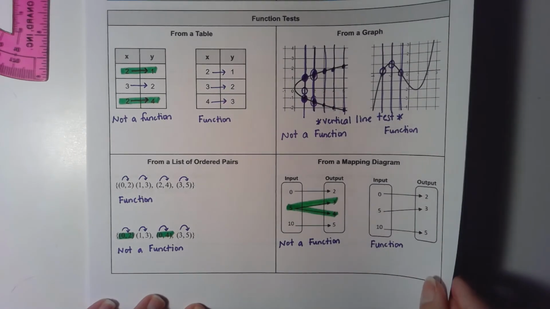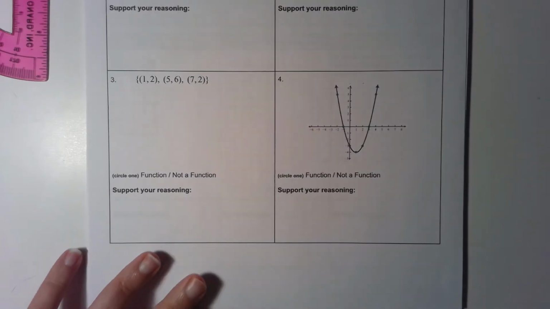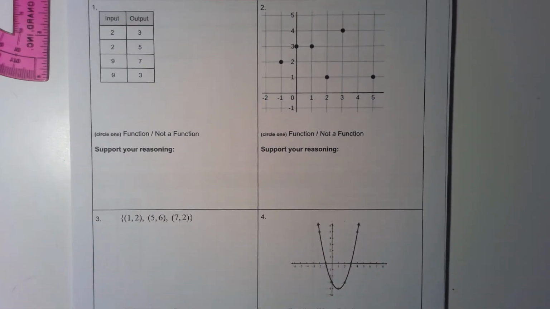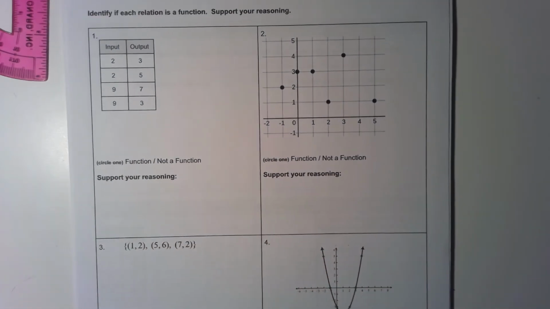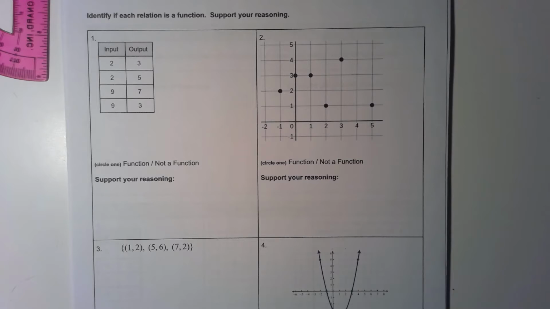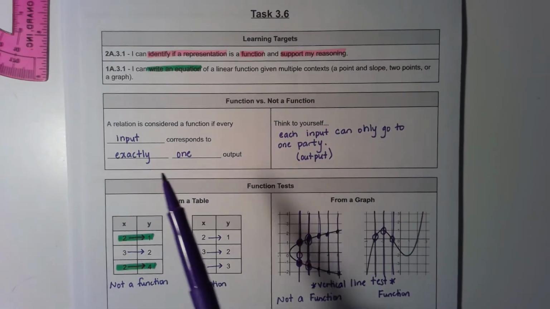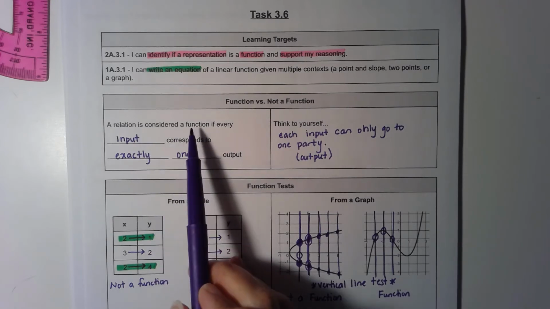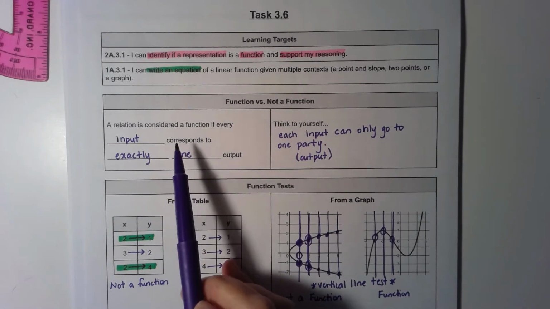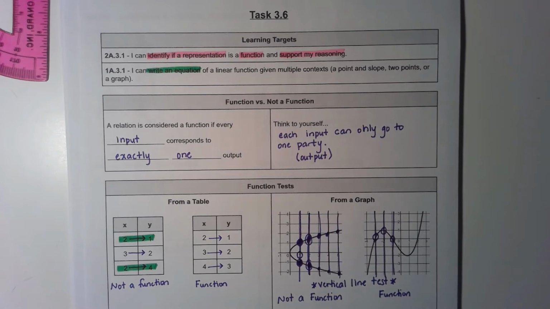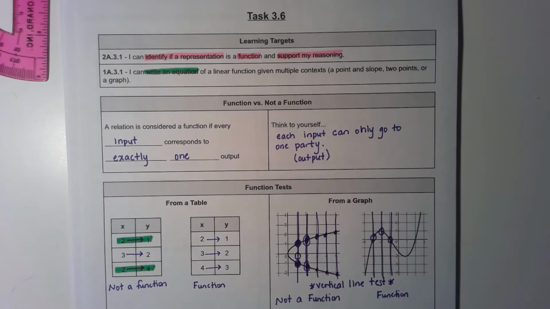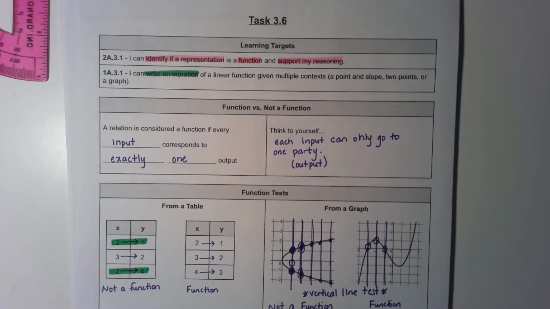All right, let's try some practice problems. So in addition to determining whether you have a function or not, you're also going to be asked to explain your reasoning. So we're going to practice identifying if it's a function or not, and also how we would support our reasoning. When we support our reasoning, we're going to go back to the definition. We are going to have a function if every input corresponds to exactly 1 output. And we're going to say that it's not a function if it fails that test.